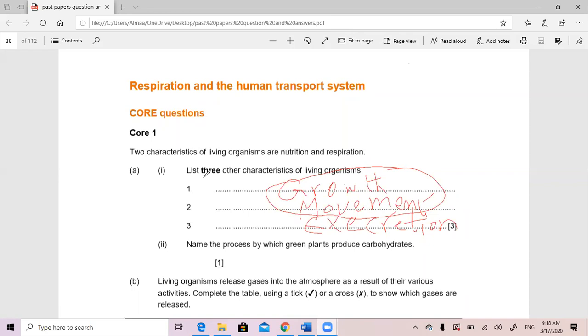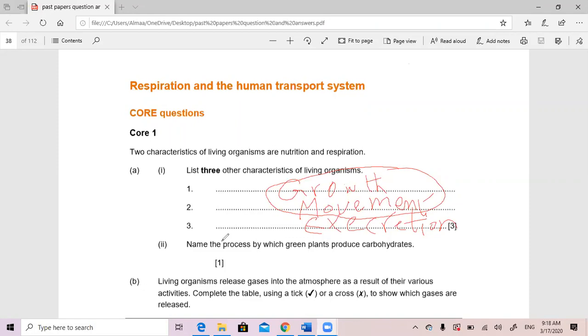Now, the second question is, name the process by which green plants produce carbohydrates. Who can answer this question? Name the process. Okay, I want another one. Salman and the largest. Where's Mariam? Okay, so Mariam. What is the process, Mariam? Name the process by which green plants produce carbohydrates.